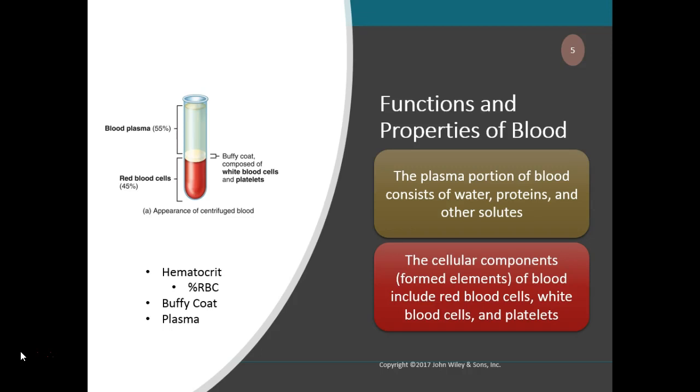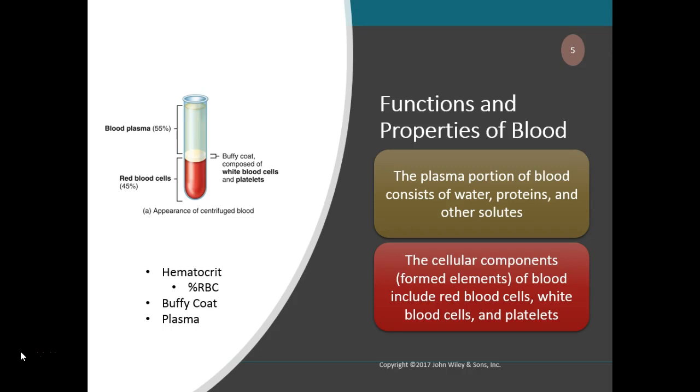On the other hand, there's a condition called polycythemia. Let's think about that word for a moment. Poly means many, cyte means cell, emia is condition of the blood. So many cells in the blood. So polycythemia is when the percentage of red blood cells is abnormally high, so the hematocrit may be higher.